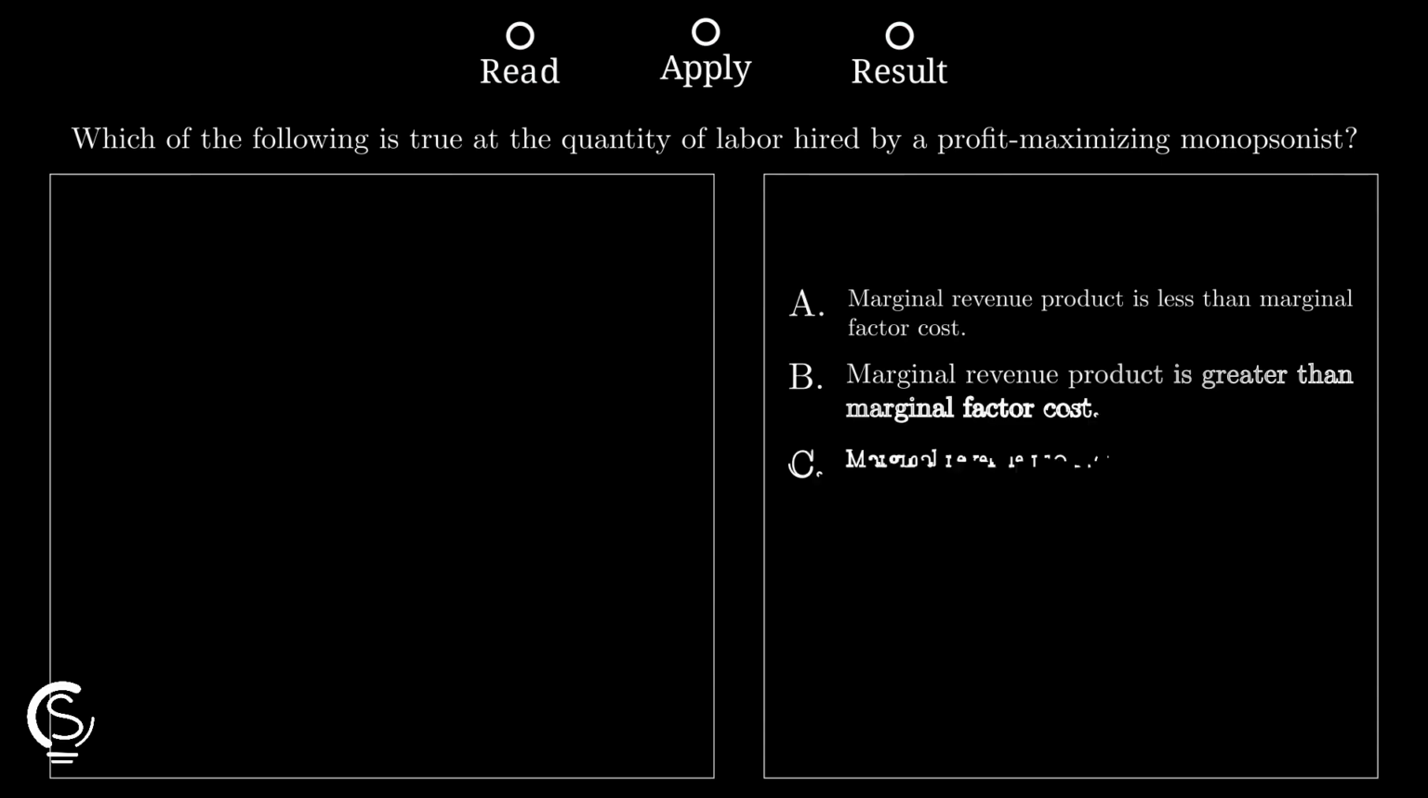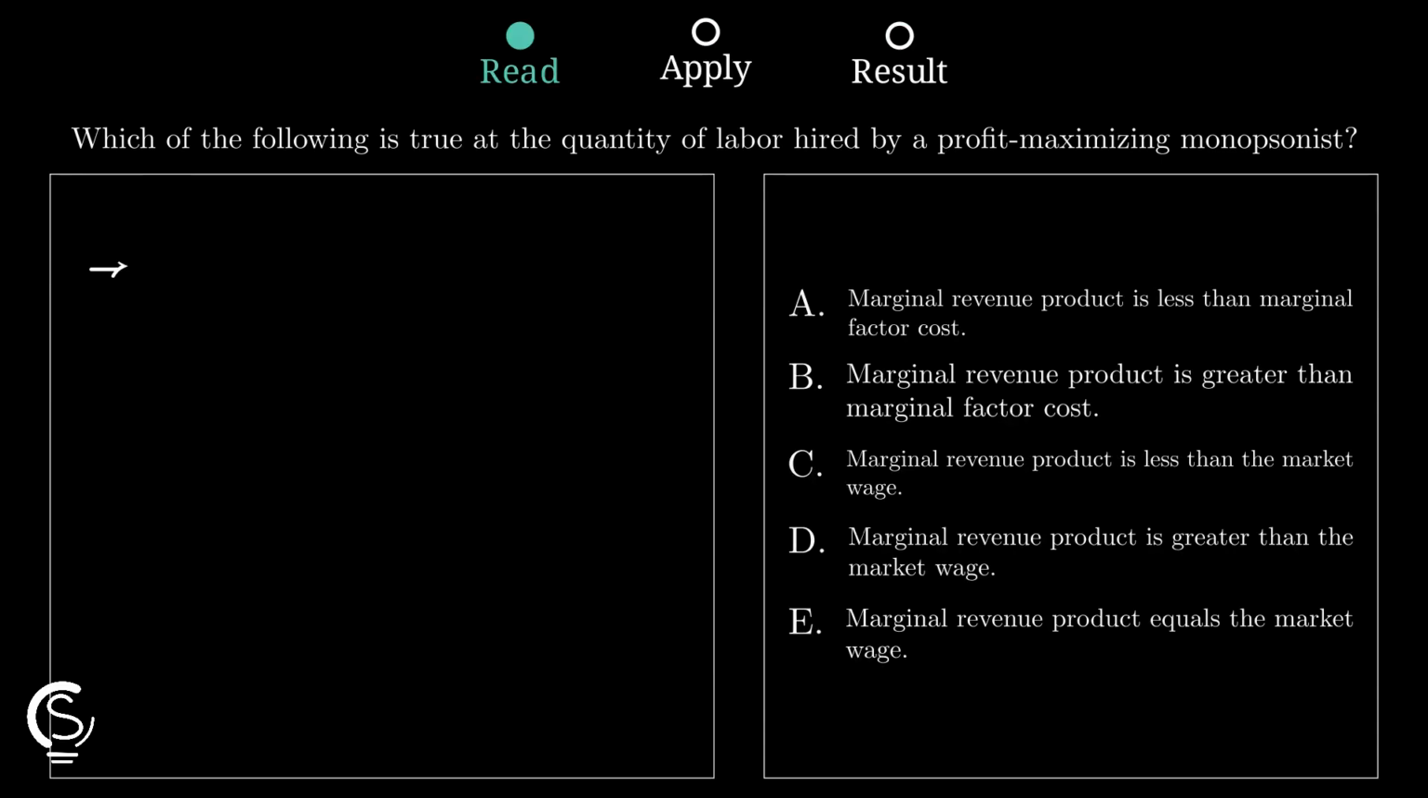A profit-maximizing monopsonist hires labor where the marginal revenue product equals the marginal factor cost. This specific point determines the quantity of workers the firm will actually hire for the job. Since the monopsonist faces an upward-sloping labor supply curve, the marginal factor cost is always higher than the market wage. This gap is essential for understanding how these firms operate daily.